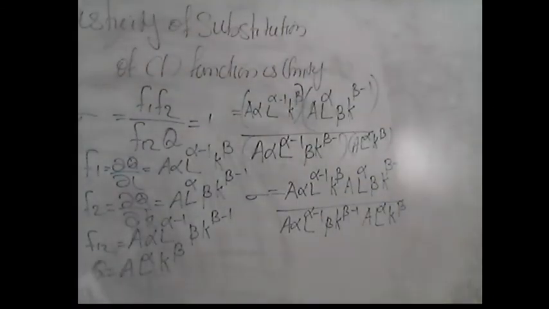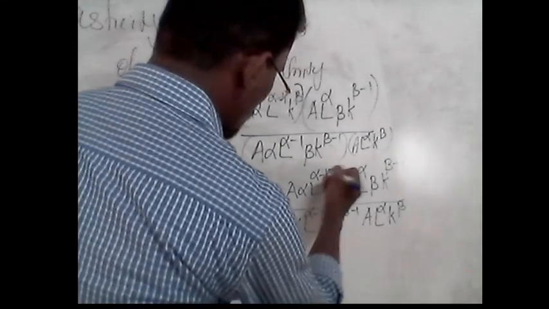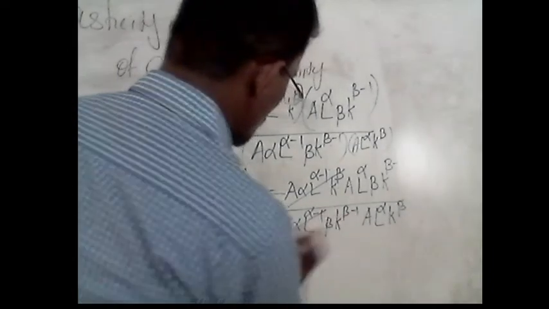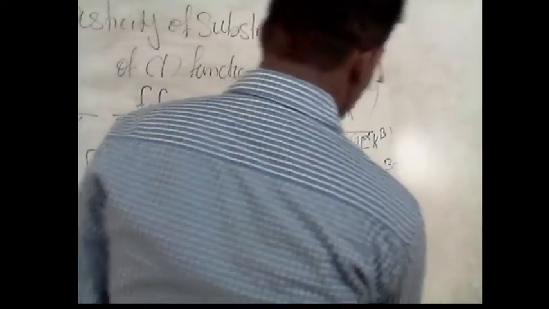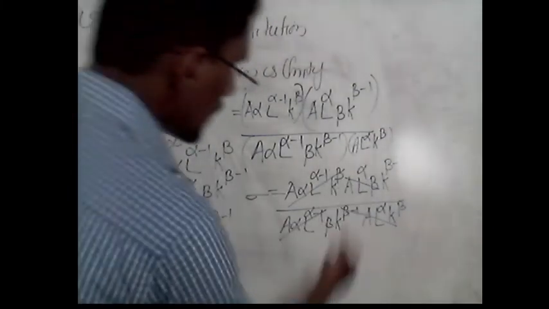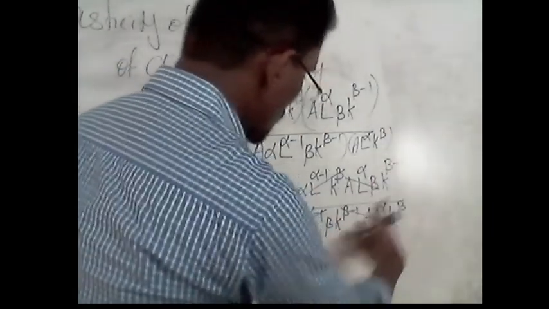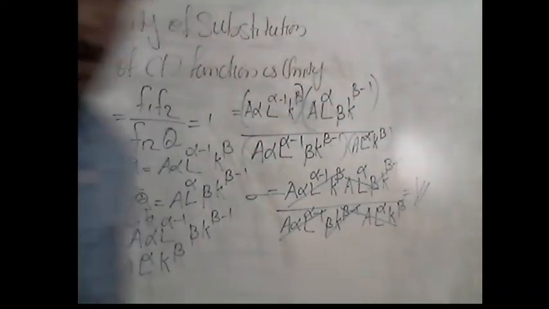Here we can cancel all the values together. This A L raised to alpha can be cancelled out, and these two can be cancelled out. Here A alpha L raised to alpha minus 1 is there, that is cancelled out, and K raised to beta can be cancelled out, and this A L raised to alpha can be cancelled out. And beta K raised to beta minus 1 is equal to this one too. So we can cancel this completely, thereby the value is equal to 1.